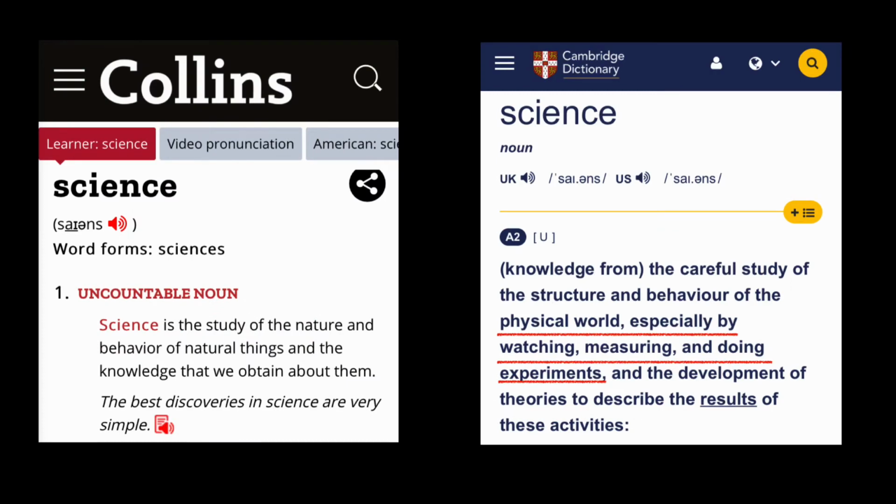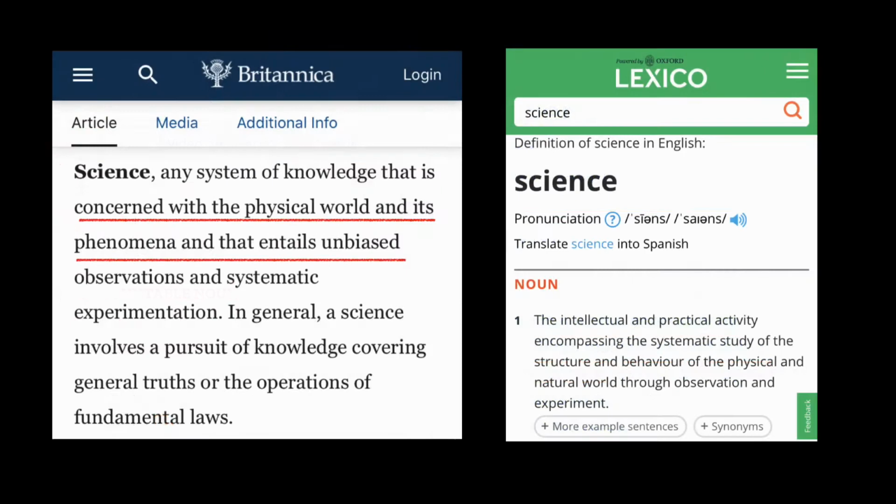Collins says, science is the study of the nature and behavior of natural things and the knowledge that we obtain about them. Do you see a running theme? Natural things, physical world. The careful study of the structure and behavior of the physical world, especially by watching, measuring, and doing experiments. So what are you seeing here? Observable, physical, and doing experiments. Let's see what else we find out.